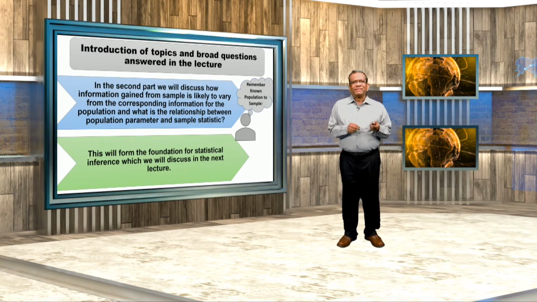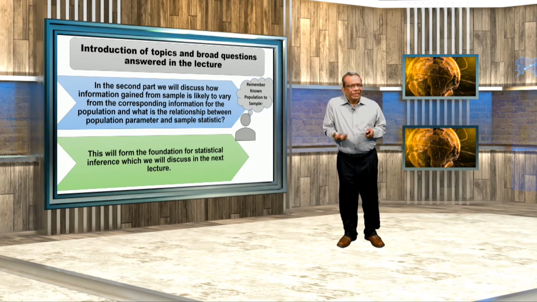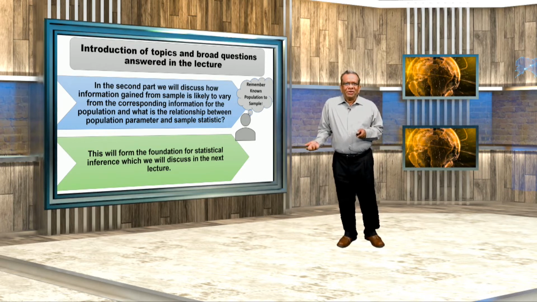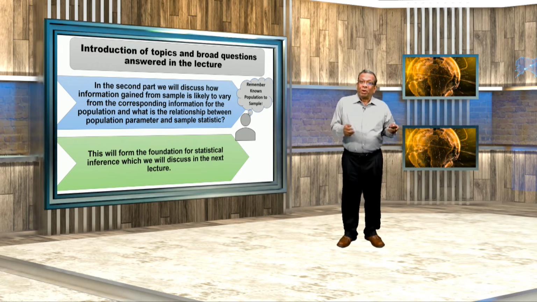Introduction of topics and broad questions answered in the lecture are as follows. In the second part, we will discuss how information gained from a sample is likely to vary from corresponding information for the population, and what is the relationship between the population parameter and sample statistic. This will form the foundation for statistical inference, which we will discuss in the next lecture.